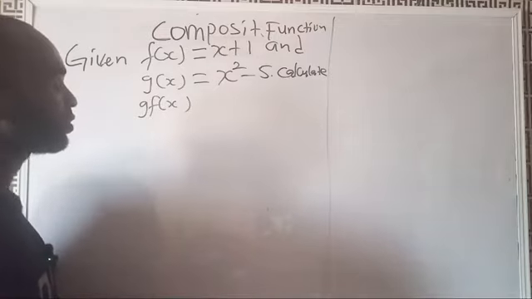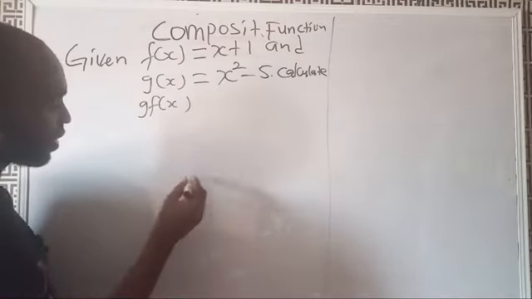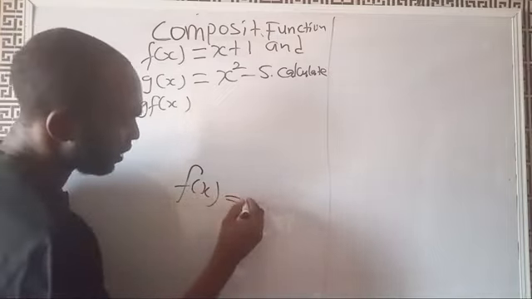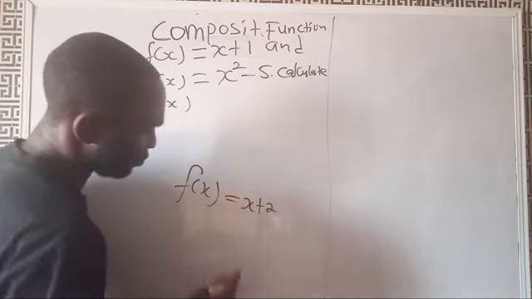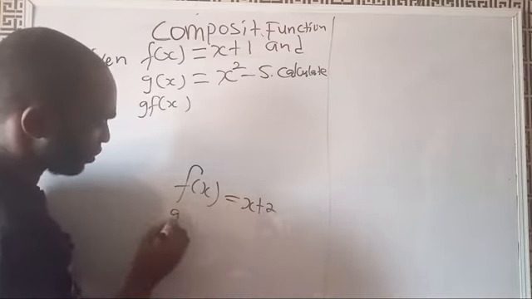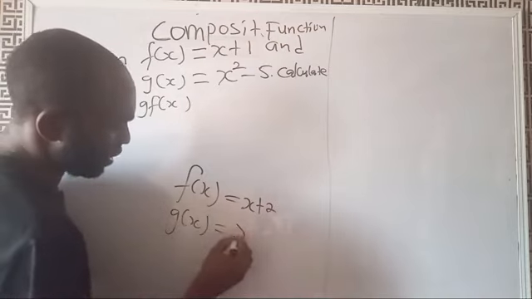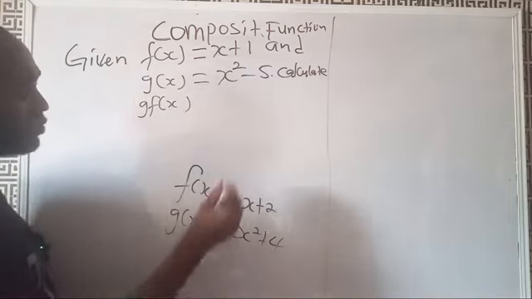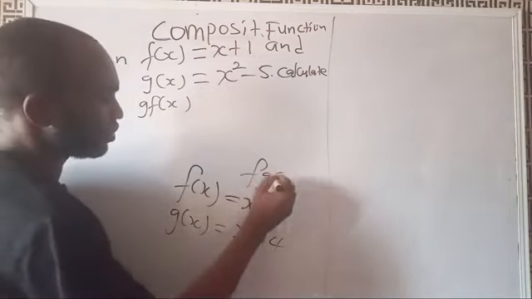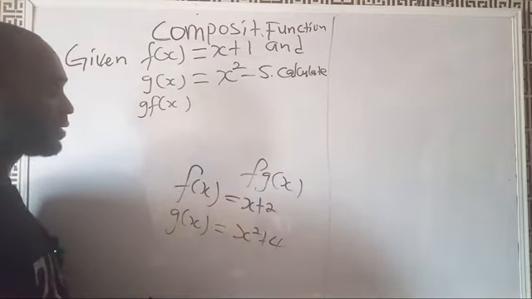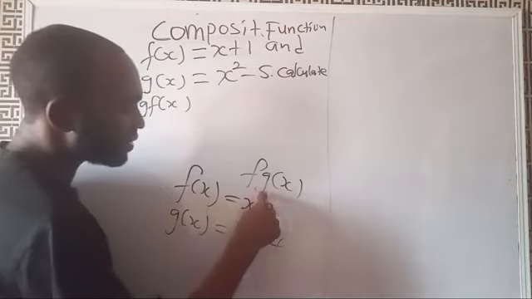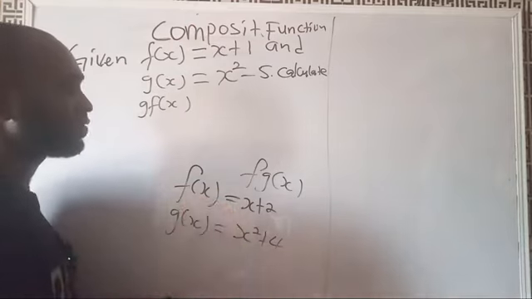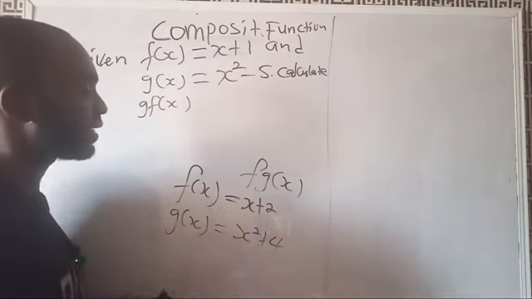of another function. What do I mean? For example, you have f of x. F of x is equal to x plus 2, then g of x is equal to x squared plus 4. Then the question says you find f of g of x. Now g is inside of f. That is, when you have a function inside of another function, we call it a composite function.